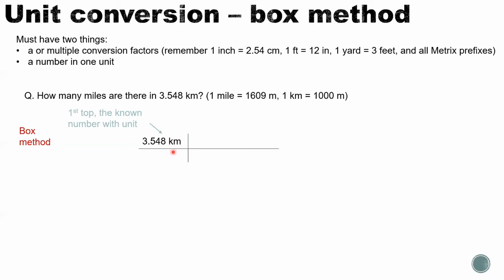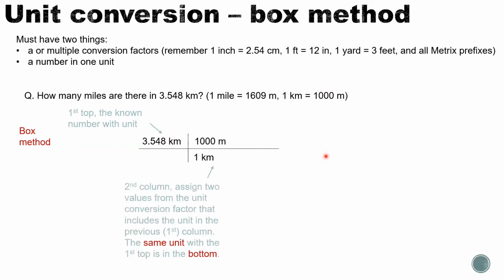So it's kilometers. We found this: 1 kilometer equals 1,000 meters. We pick this unit conversion factor and put 1 kilometer, the same unit, in the bottom, and the other part on top. So this is for the second column. The same thing with the third column. We pick a unit conversion factor that has the same unit as the previous column in the top position.